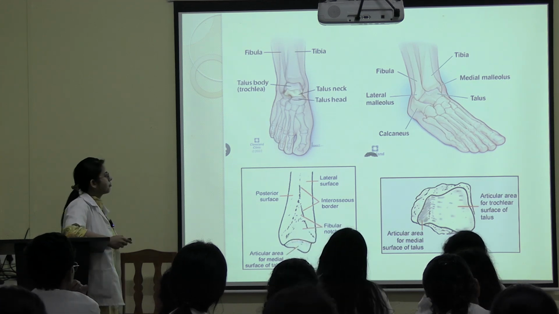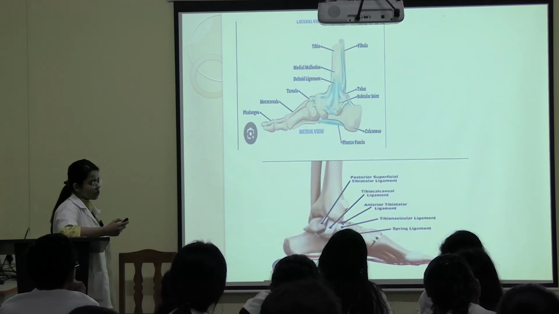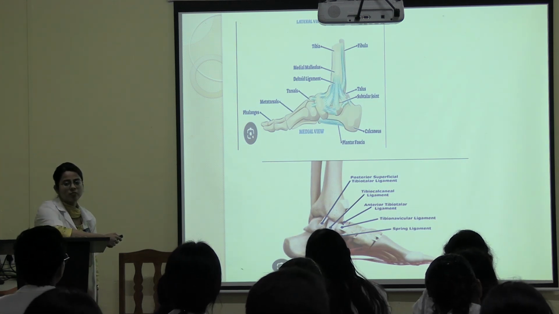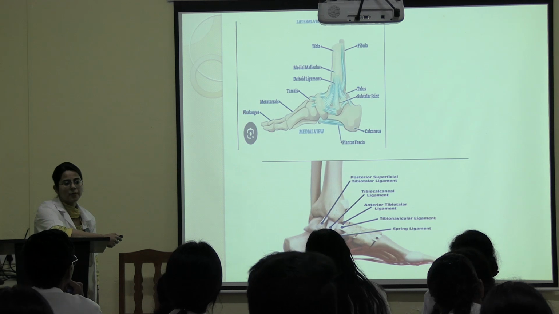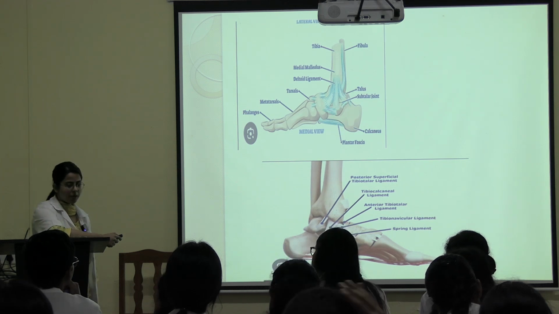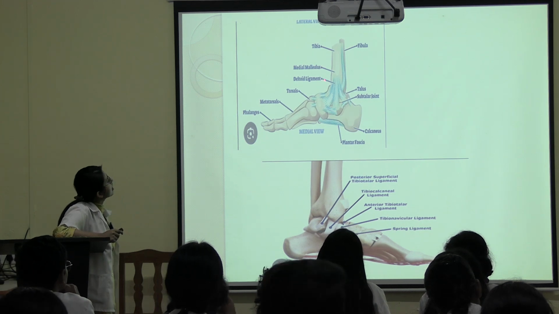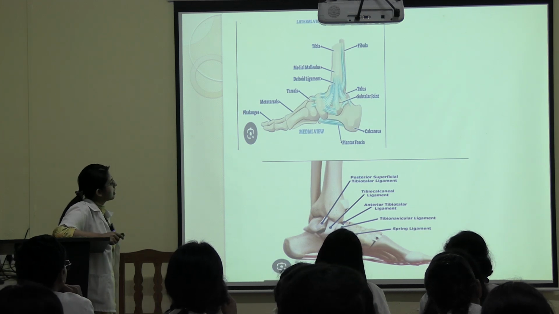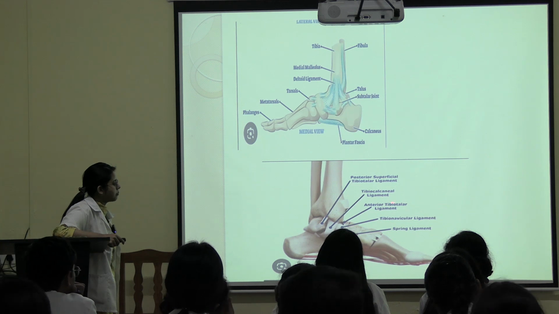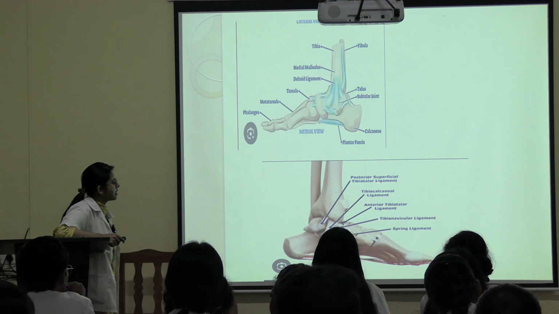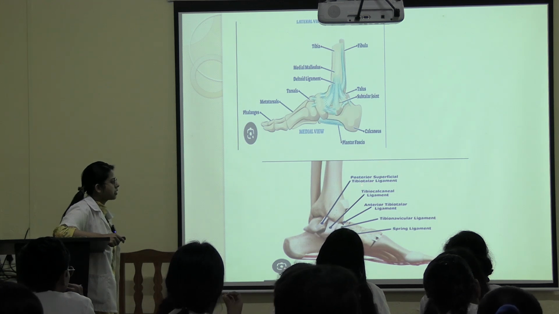I will explain again. As I said, this is the deltoid ligament. Where is it attached? The tip of the medial malleolus. It consists of the anterior tibiotalar ligament, meaning between tibia and talus, and the posterior tibiotalar ligament, also between tibia and talus.